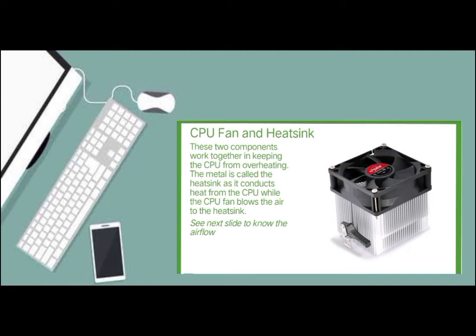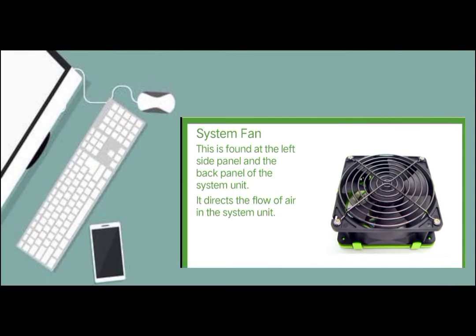And the third one is the CPU fan and the heat sink. These two components work together in keeping the CPU from overheating. The fourth one is the system fan. The system fan is found at the left side panel of the back panel of the system unit, and it directs the flow of air into the system unit. This system fan also helps to make sure that the system unit will not overheat.